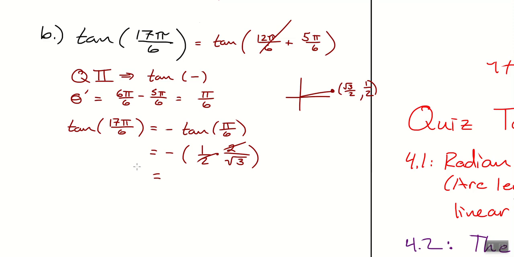One more line and we're done. I know there's a negative. What do we get when we rationalize it? We're done. Piece of cake.